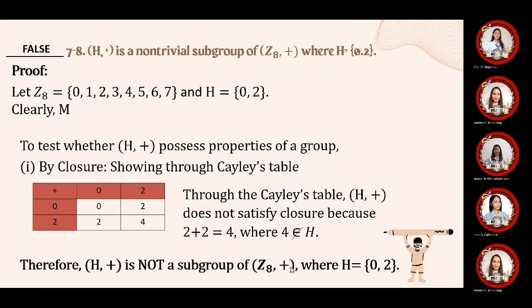Next po. Therefore, the set H under usual addition is not a subgroup of Z sub 8 under usual addition, where H is equal to 0, 2.